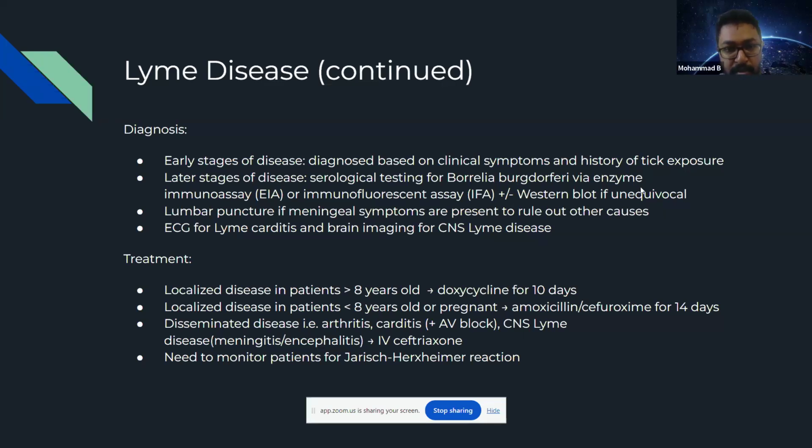But if the patient is under 8 years old or they're pregnant, we avoid giving them doxycycline because of the teratogenic effects of doxycycline and the teeth discoloration that doxycycline may cause in these patients. And if the disease is disseminated, which means it has affected many parts of the body, for example, if patients show arthritis, carditis, meningitis, encephalitis, and so on, we treat them with IV ceftriaxone. Lastly, when treating Lyme disease, because they're spirochetes, similar to syphilis, they can cause a reaction called Jarisch-Herxheimer reaction.